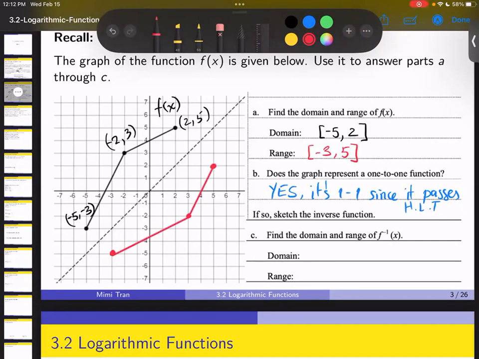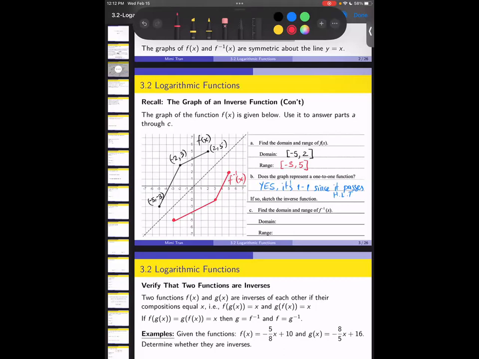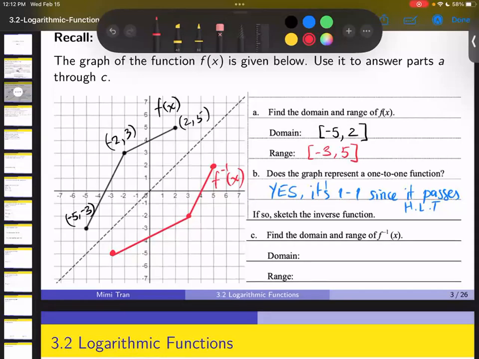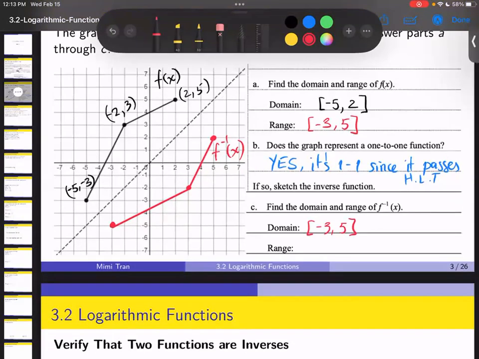This is f inverse of x. And it's symmetric about the line y equal x. What is the domain of f inverse? Where does it start? From -3 to 5, right? -3 to 5. And what is the range? -5 to 2. Yeah, thank you, Mike. -5 to 2. Look at that, it's swapping, right? Domain of f is the range of f inverse. Range of f is the domain of f inverse.